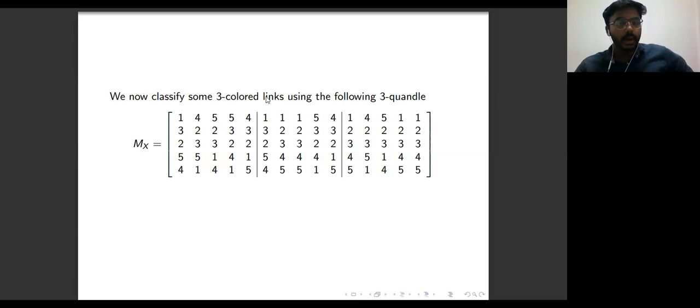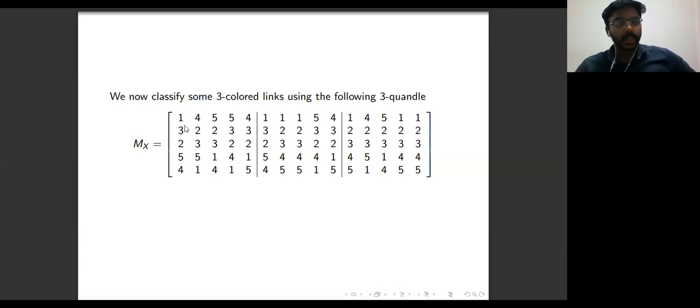This is what I have done. This is actually a 3-quandle, K is 3 here. These are the operation tables for the 3-quandle. This is the operation table for the quandle operation ◁_1, this is for ◁_2, and this is ◁_3.